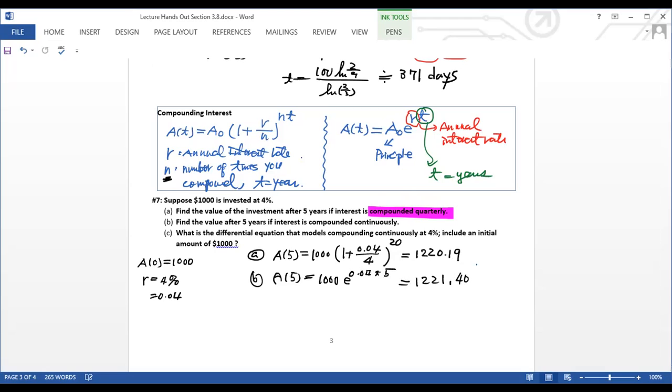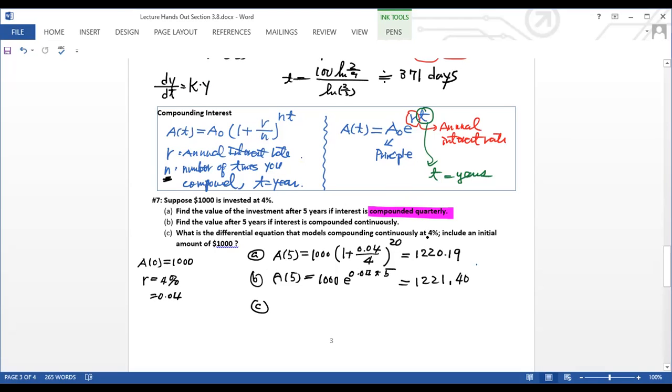Okay, so let's say, what is the differential equation for the model we use for compounding? Remember we said that the model we use is dy/dt equal to k times y, right? So this is just that. So what is the model we use?